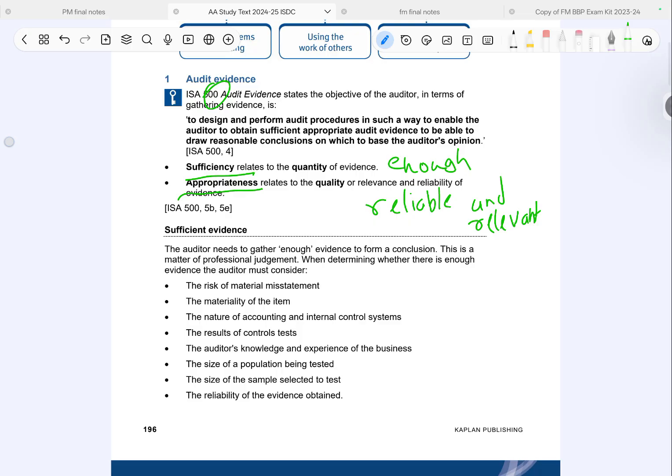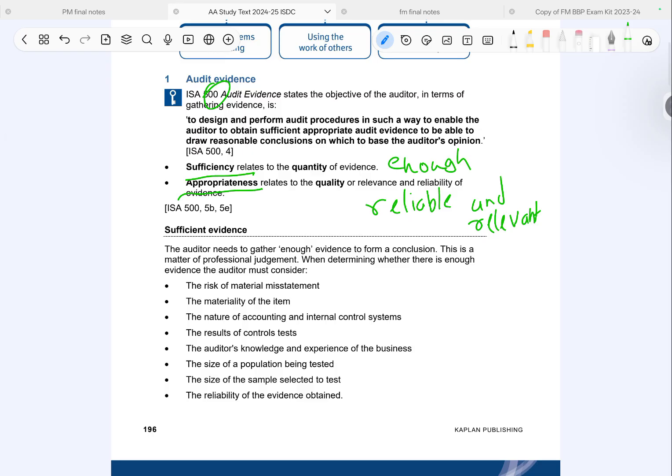Auditors look at a few key factors to decide how much evidence they need. First, risk of material misstatement. If the risk is high, they need more evidence. Simple. Second, materiality. If something is more important or has a bigger impact, again more evidence needed. Third, the nature of the system. If they have weak controls, more checking. Strong system, slightly less stress.